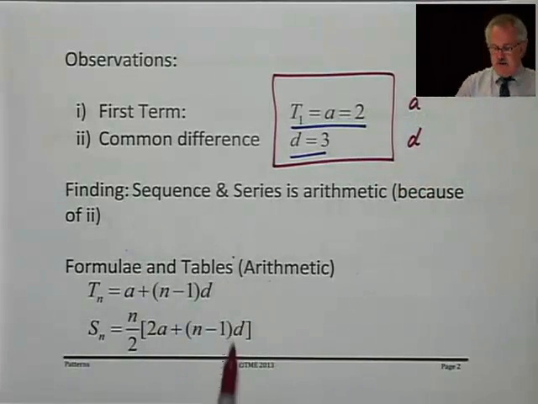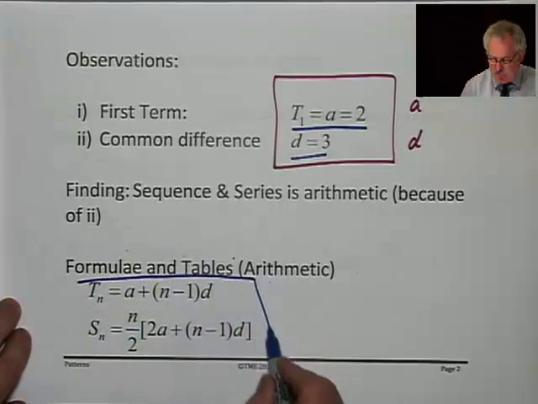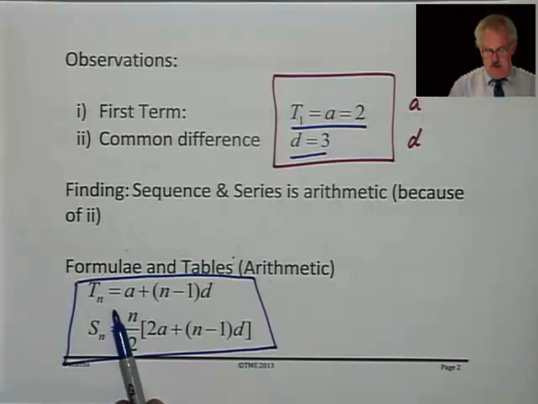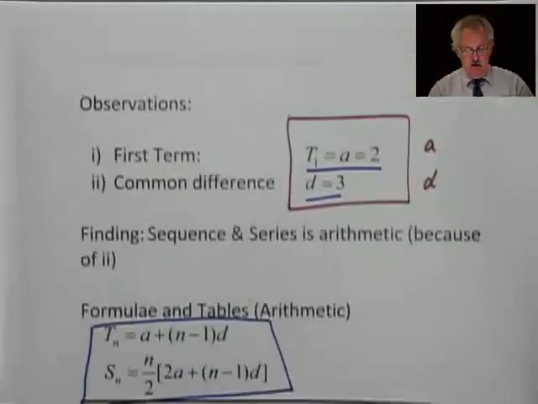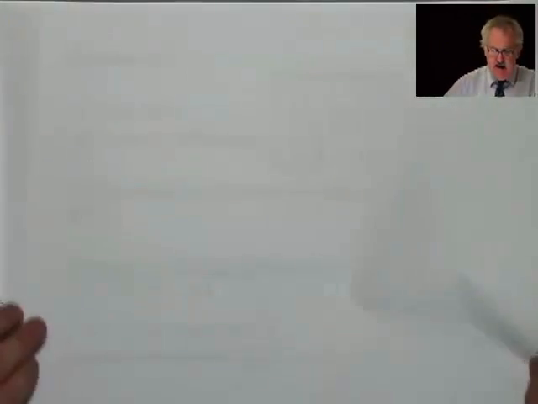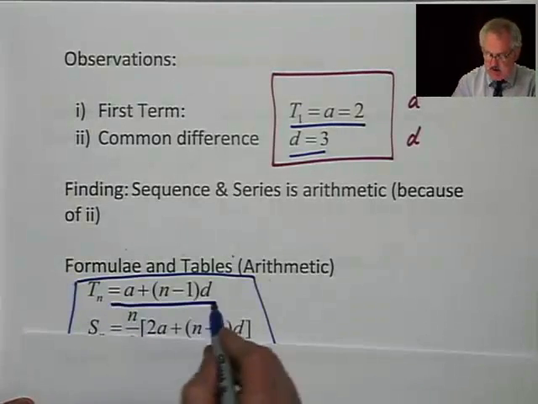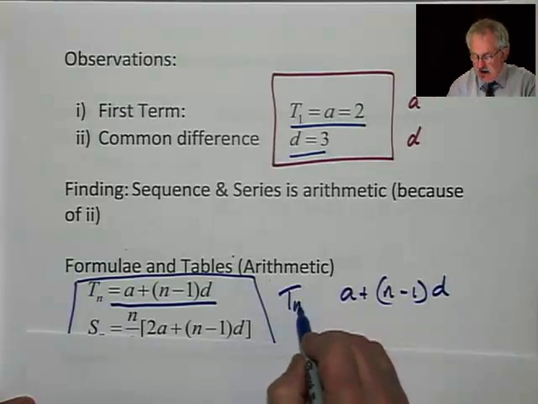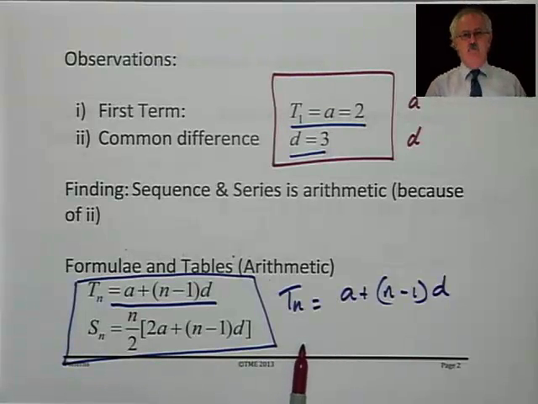Now, finding the sequence and series is the arithmetic. They give you formulae for this. And these are in the tables, and we can look them up. They tell you what the Tn is, the nth term. And they also tell you what the sum of the n terms would be. So basically the formula says Tn is A plus n minus 1 times d. That's Tn. Now, n is the nth term.